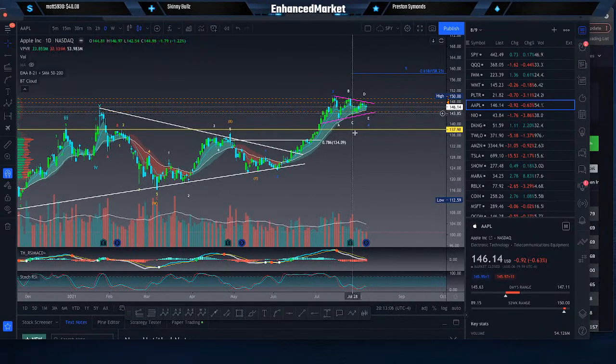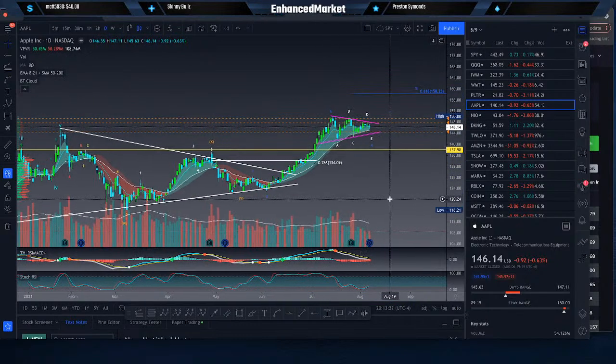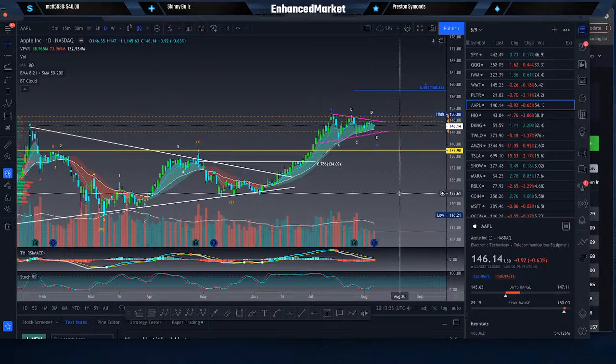This is a nice wave for ABCDE correction. If we break out to the upside, the target is around 158, which would give us new highs. This is a perfect ABCDE correction. I mean, this is probably pretty likely to happen.